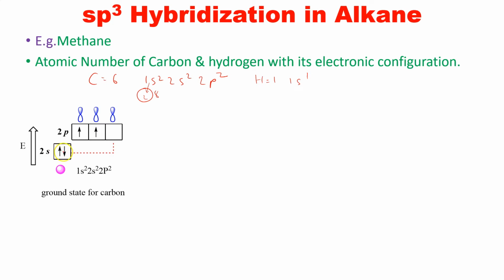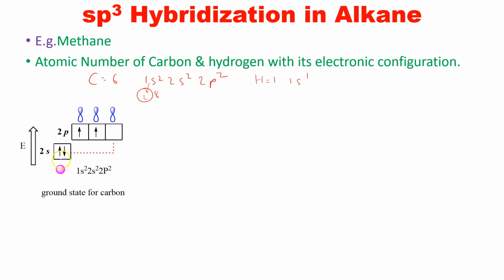It should not be of the same spin. So it is at the ground state. You can see the energy difference: p has a little higher energy compared to s, and this 1s2 has more or less energy compared to this 2. So at the ground state, you can see there are 2 electrons in 2s and 2 electrons in 2p.